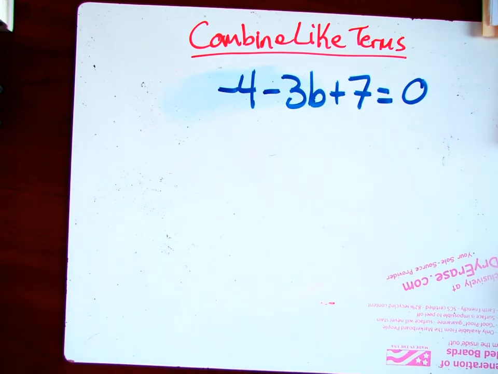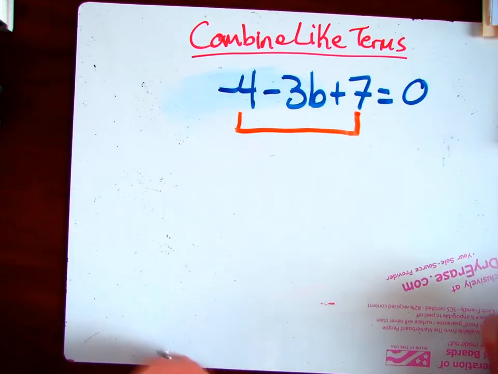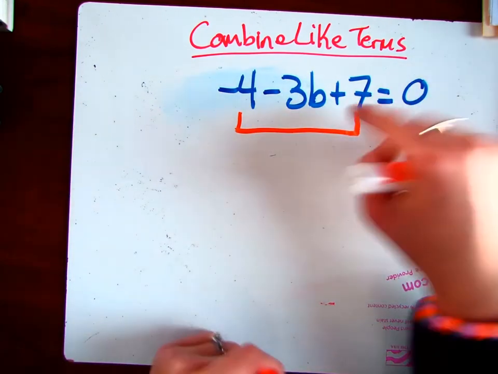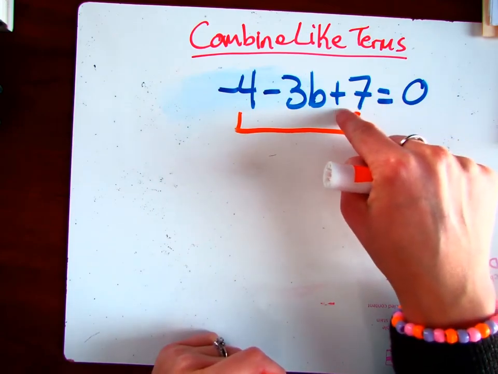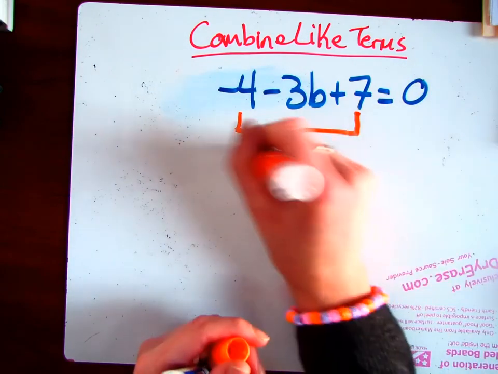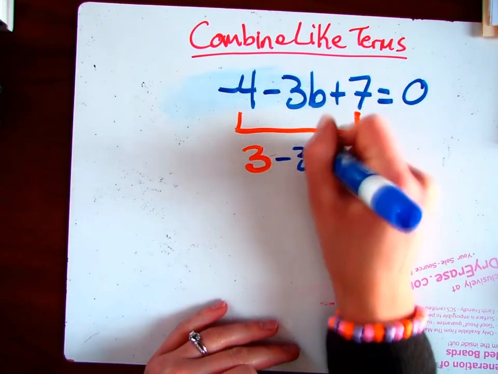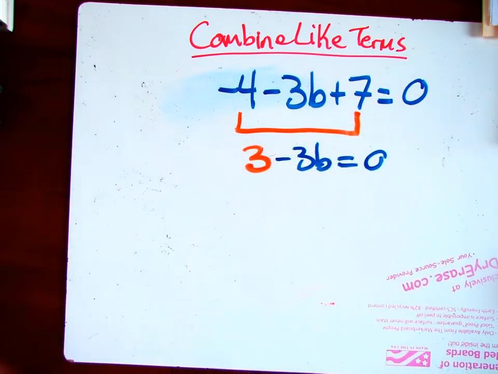Second example, negative 4 minus 3b plus 7. My like terms this time are negative 4 and the 7. Be careful, we're going to add them, not subtract them, because there's a plus sign in front of the 7. So negative 4 plus 7 is positive 3. And then just like before, I'll bring everything else down. So that's all by itself.